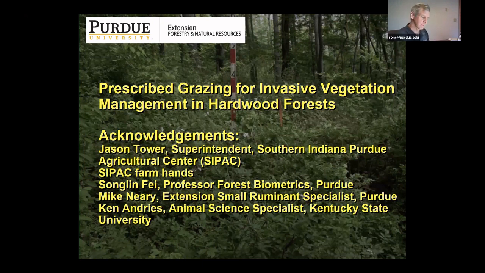Jason Tower, the superintendent there, and his farm hands, of course, were very instrumental in managing the livestock that we used in this study. I'm a forester, not an animal person, so they were pretty crucial to the success of this. And Songlin Fay at Purdue, Mike Neary, Extension small ruminant specialist at Purdue, and Ken Andrews at Kentucky State University, all were very helpful in initially establishing this trial.